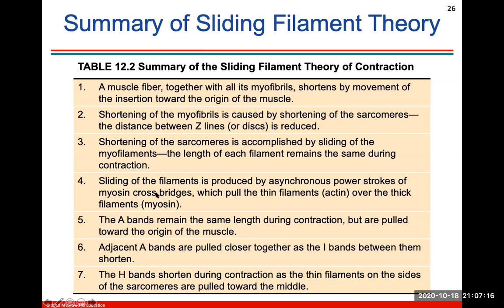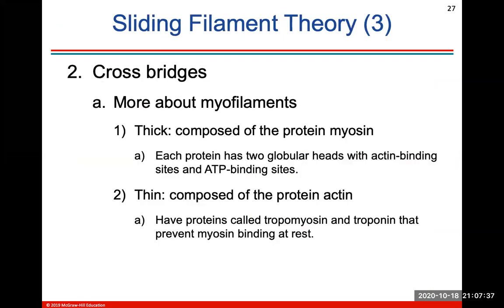That means that myosin will form a bridge or an attachment with the thin filaments, and it will pull the thin filaments over the thick filaments. So that is what the sliding filament theory is. Your thick filaments are forming a cross bridge or attachment with your thin filaments. They're sliding past each other to perform a muscle contraction. So cross bridges are formed.